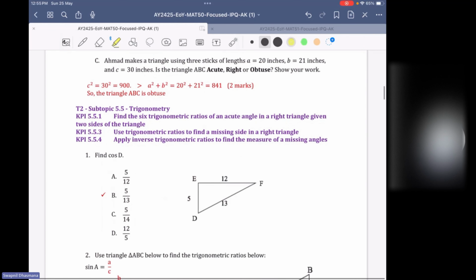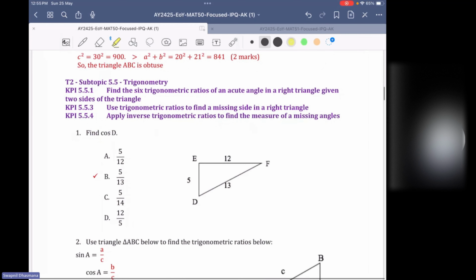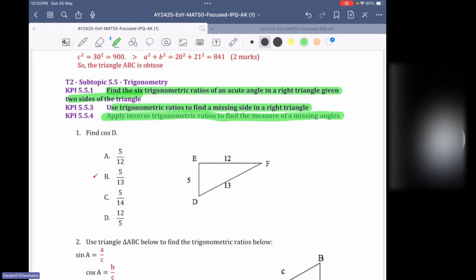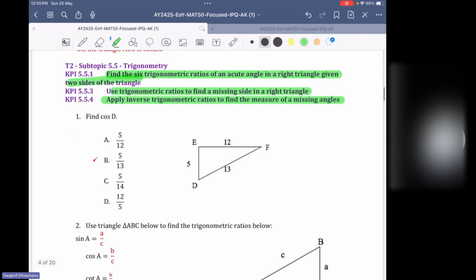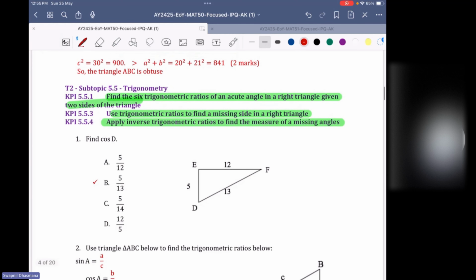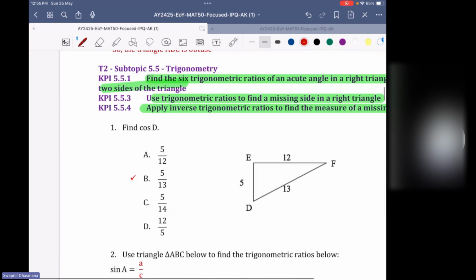Moving on. We are moving to trigonometry. In trigonometry, we have to find six trigonometric ratios: sine, cosine, tan, cosec, sec, cot. Use trigonometric ratios to find the missing side. Apply inverse to find the missing angle. So first of all, let's have a look at the rule. I will do it on the right side.